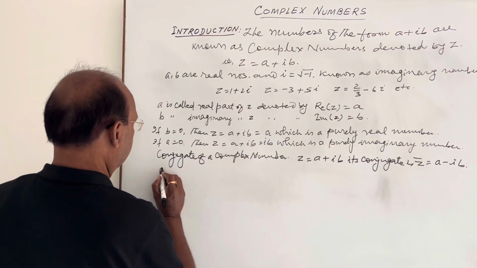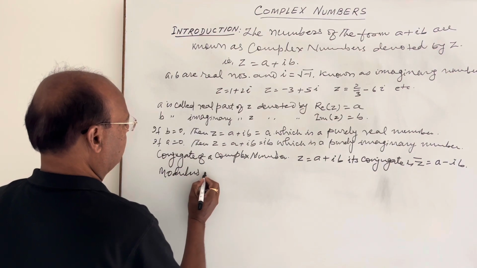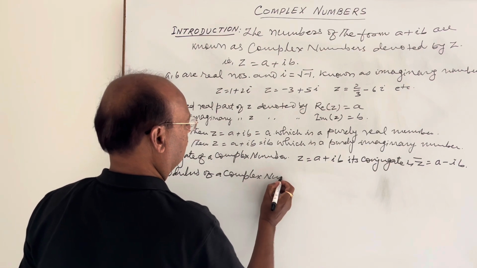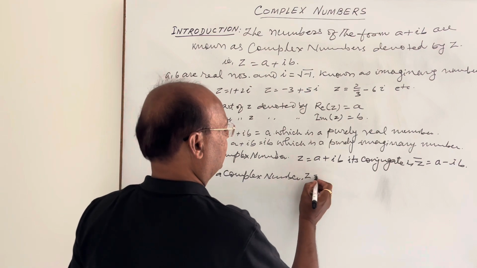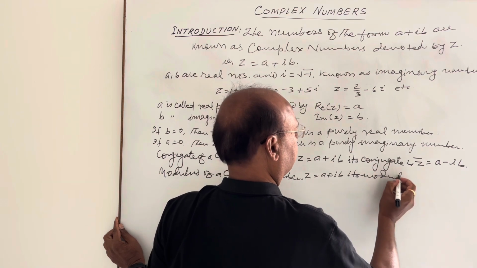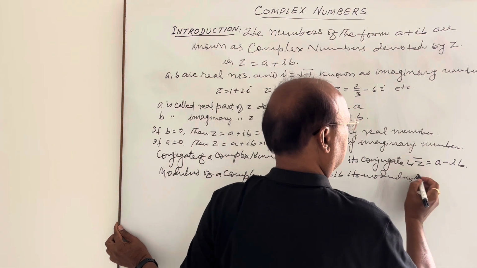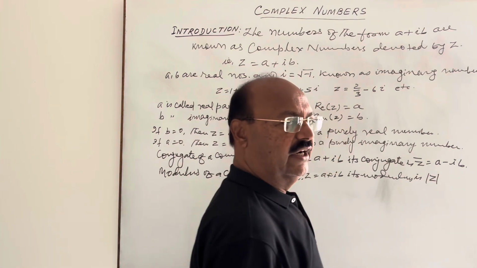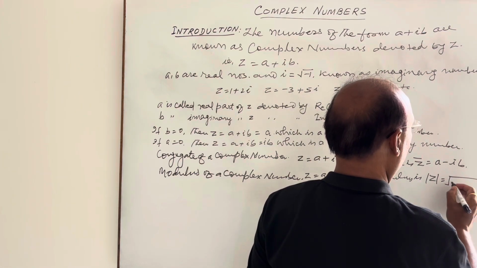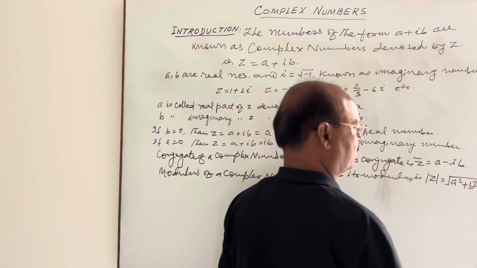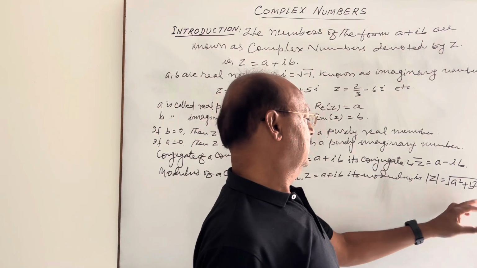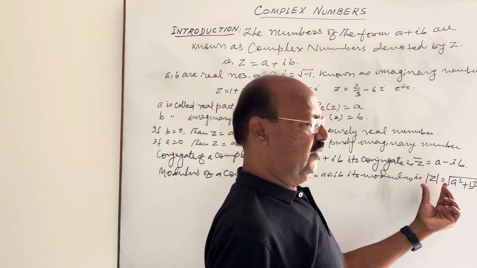Correct? Next, let us discuss modulus of a complex number. If Z is a plus ib, then its modulus is denoted by this notation, and we read it mod Z, and this is equal to root over a square plus b square, real part square plus imaginary part square. This is modulus of a complex number.